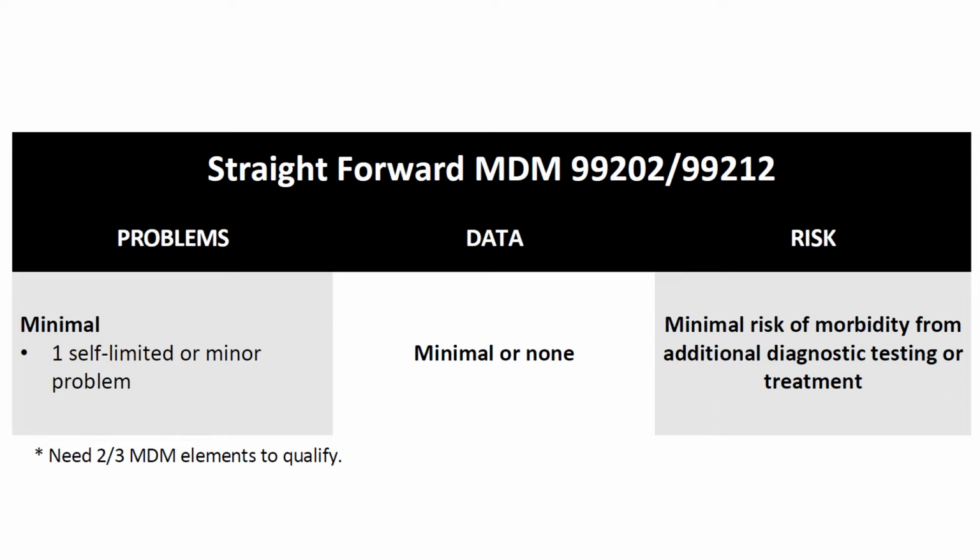But this straightforward category, 99202, 99212, really has minimal requirements. You have to have 2 out of the 3 medical decision making elements to qualify. So really from an interventional radiology perspective, none of your patients are going to fall into this criteria.